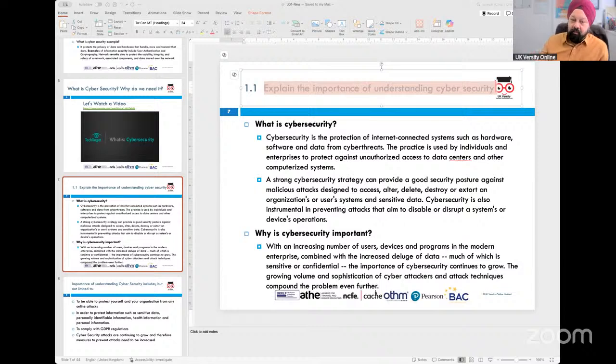So why is cybersecurity important? A couple of things come to my mind if I don't look at this slide and think about why it is important. One is I want to look at protecting my data.